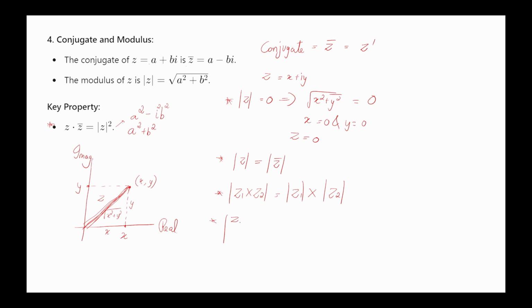Let's say if I have Z1 by Z2 in the division form, this can be written as modulus Z1 upon modulus Z2. Another property, let's say if I have Z to the power n whole modulus, this can be written as modulus Z to the power n. So these are going to be the same things. Again, these are all repetitive things you have already studied before, so this is basically just a revision for you all.